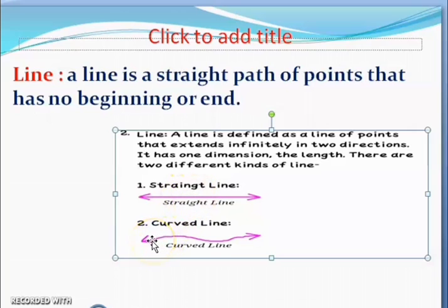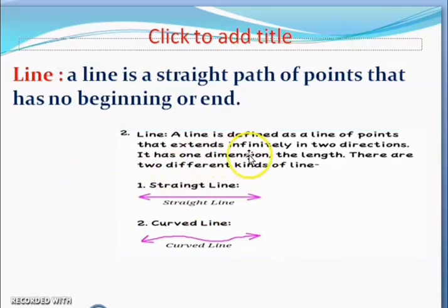On this curved line there would also be innumerable points when joined, but this is not a straight line, this is a curved line. So a line is defined as a line of points that extends infinitely in two directions. It has one dimension, the length, and there are two kinds of lines, straight line and curved line.